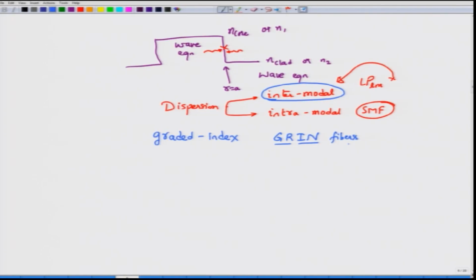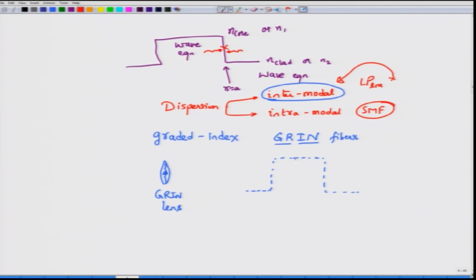GRIN as such is also used in lenses, rods and other kinds of classical optical applications. For example, this lens can be called a GRIN lens because the refractive index here will be higher and becomes smaller as you go to the edges of the lens. The terminology is not quite popular, but GRIN stands for graded index. In the optical fiber, graded index profiles can be modeled by an equation.